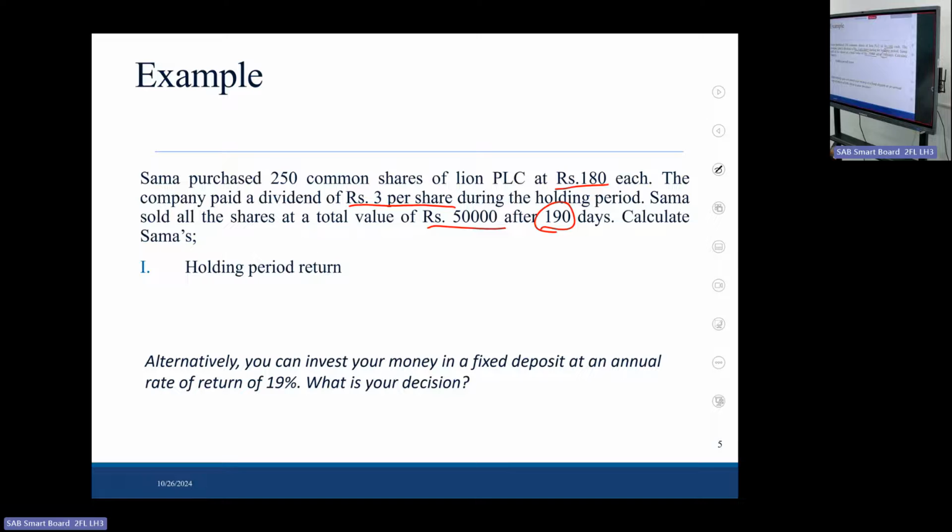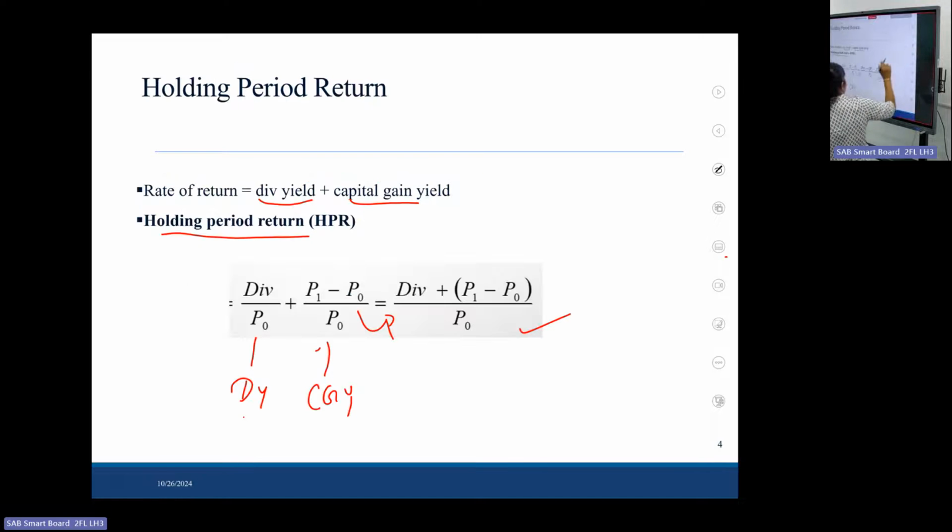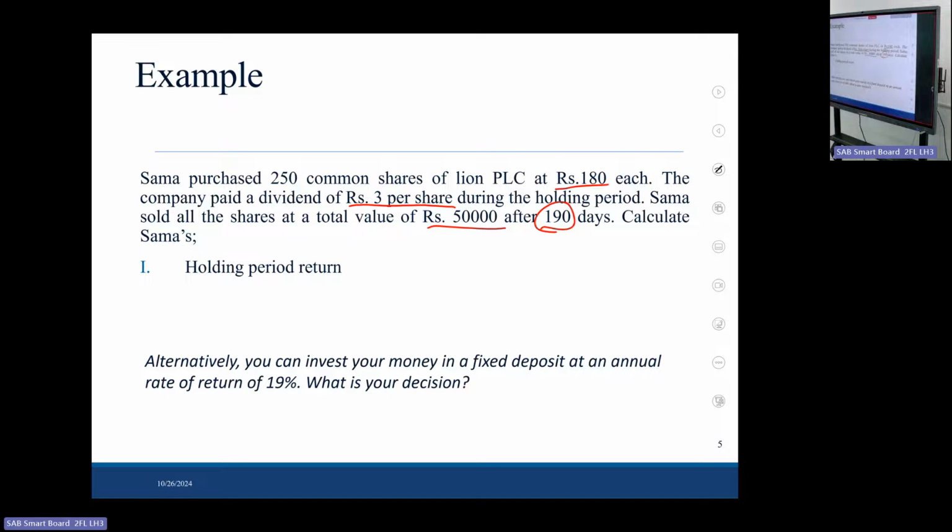I forgot to tell this one. Normally we present this as a percentage. So you have to multiply your answer by 100 to put it as a percentage. Normally the rate of return is presented as a percentage. Therefore, the final answer is better expressed as a percentage. It's the holding period return.